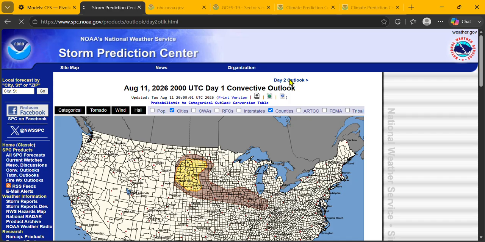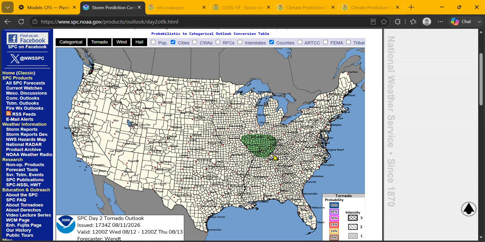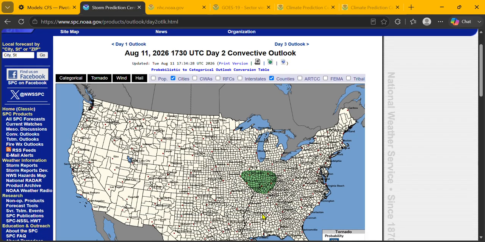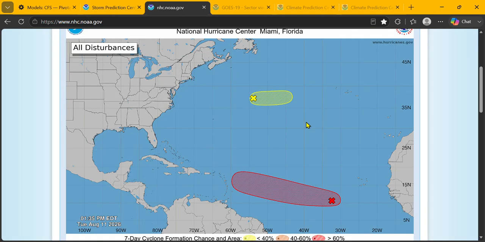Day 2 outlook. We will have a slight risk across southeastern Illinois and southern Indiana. We have across northwestern Nebraska and central Nebraska, even down into southern Nebraska, a slight risk of severe weather. We do have a 2% tornado threat across some of these areas in Illinois and Indiana. We have a 15% wind threat and a 15% hail threat here. Day 3 outlook, we just have a marginal risk, so nothing much in the way of that.